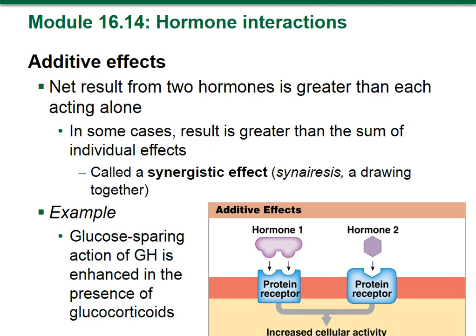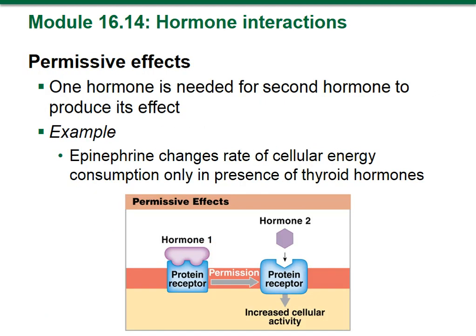Additive effects, the net result is greater than each acting alone. If the result is actually greater than just the simple additive, then it's called synergistic. So examples, glucose-sparing actions of growth hormone being enhanced by the presence of glucocorticoids. Permissive effects, one hormone is needed for the second hormone to produce its effects. Example, epinephrine changes the rate of cellular energy consumption only if you have thyroid hormone around.